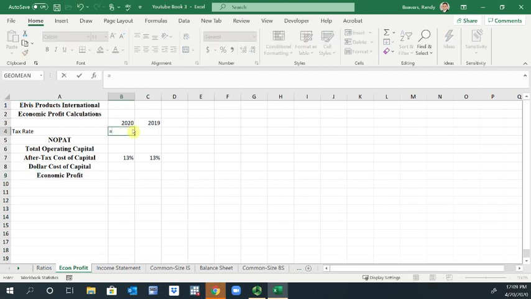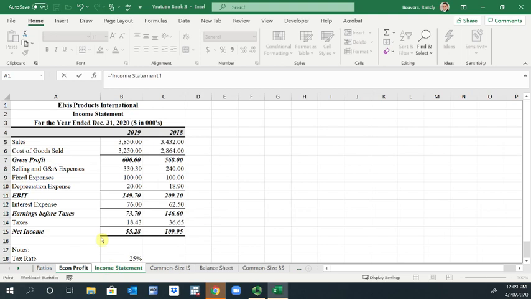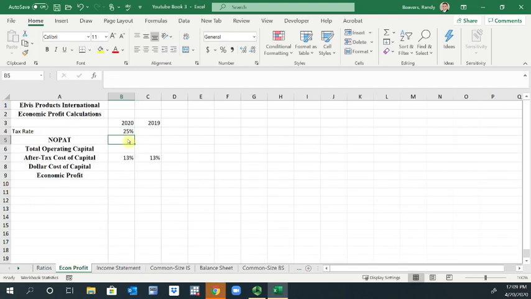So earlier we had a tax rate. So that's going to be equal to, go into our income statement, that 25% tax rate. Anchor that so we can drag it over.